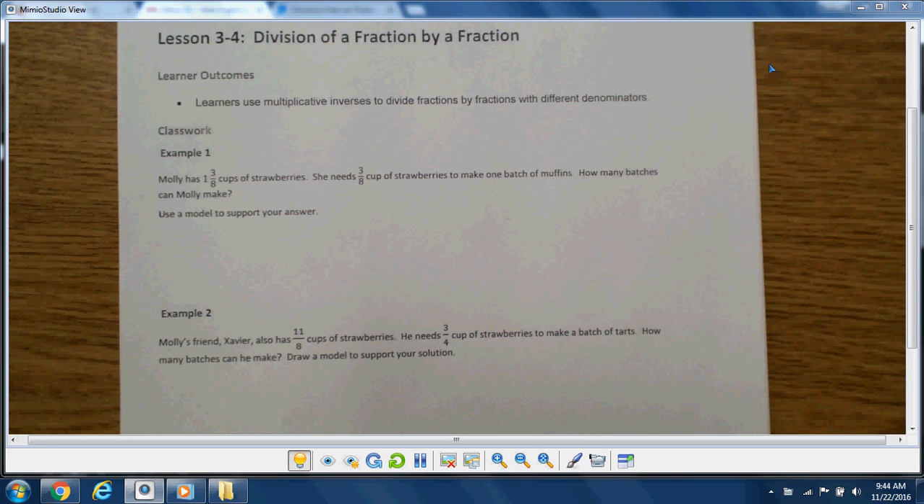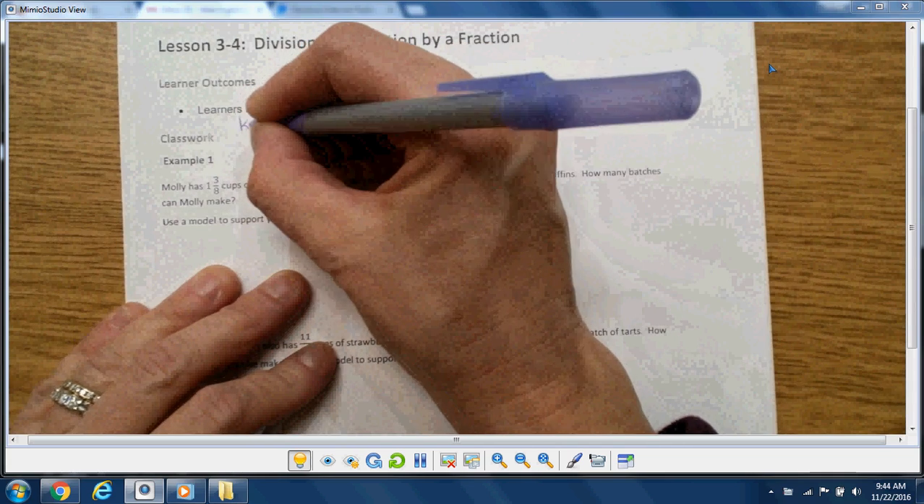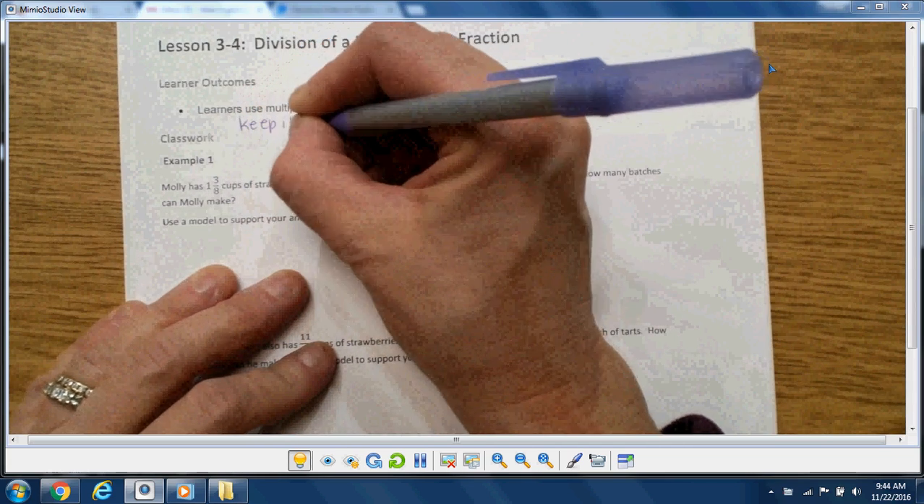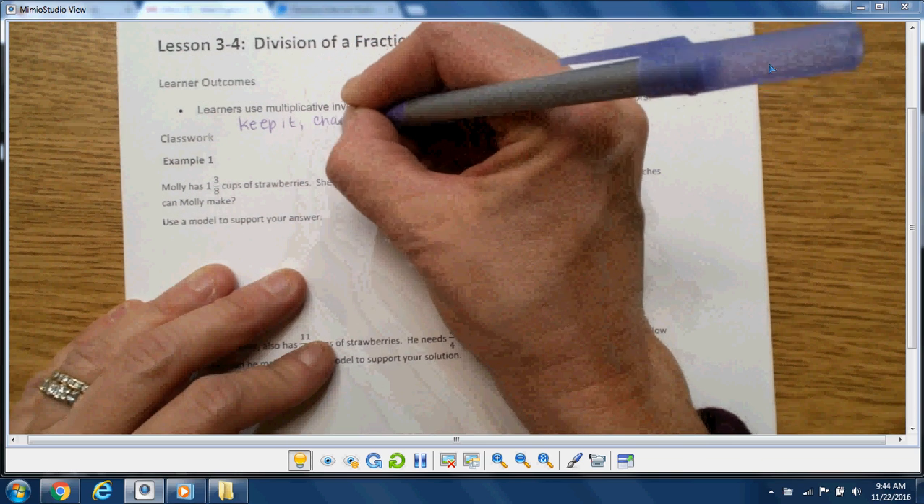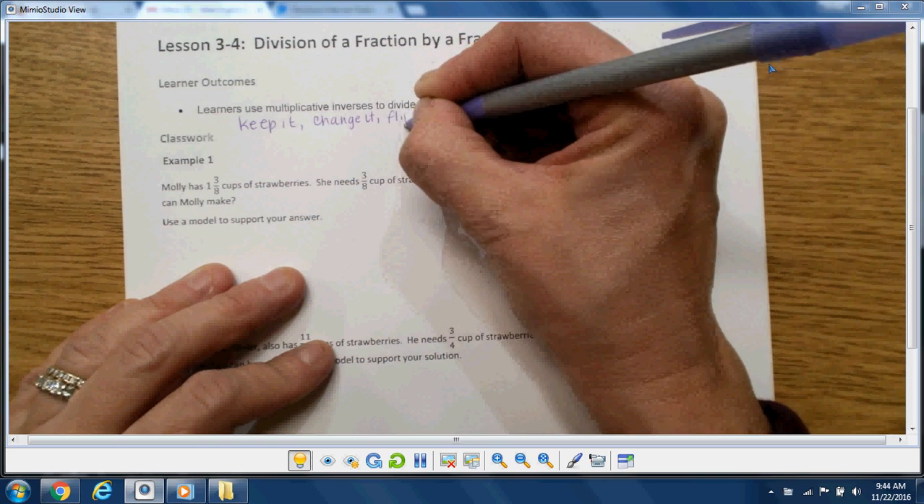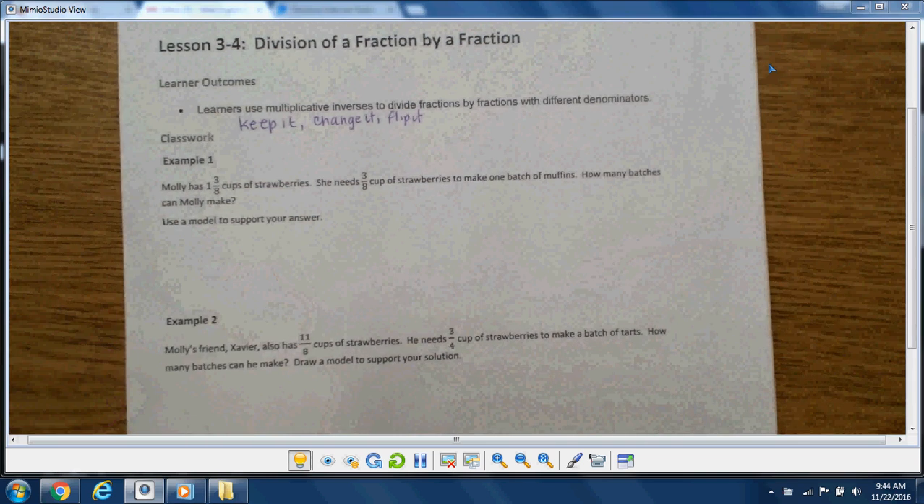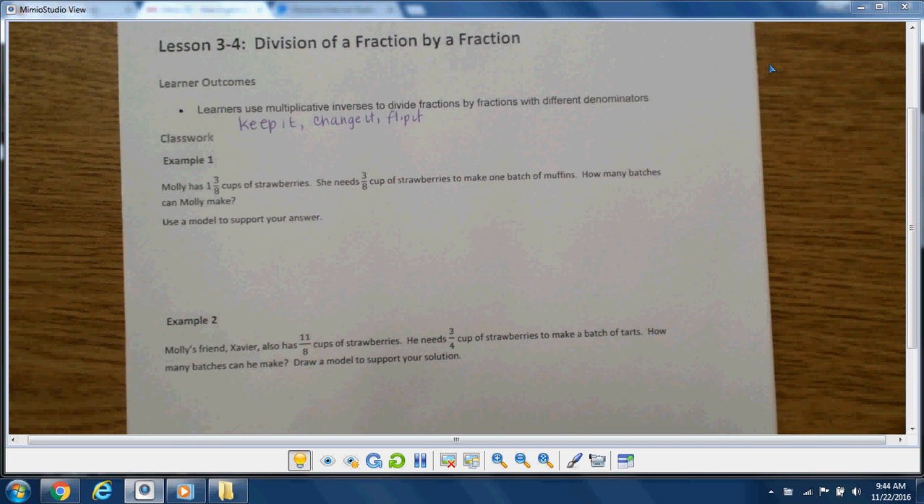Our next lesson is dividing fractions by fractions. Because we learned in the last lesson about the inverse property of division, we need to follow these steps. Keep it, change it, flip it. If we follow these steps, it will be easy to do this work.